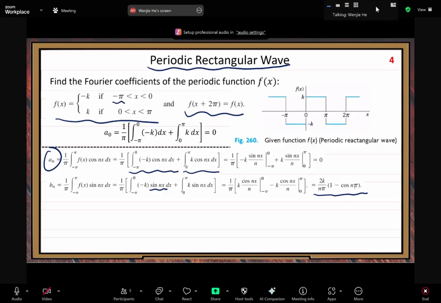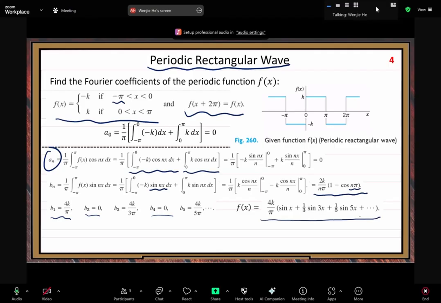Here you can see for some n it cancels out. For even n, you get 1 minus 1. For odd n, 1 minus negative 1, which is 1 plus 1, so 2. So for odd subscripts, you get a non-zero value; for even subscripts, you get 0. This is the trigonometric series representation of this periodic rectangular wave.